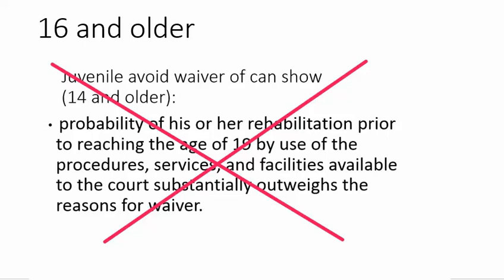That means essentially the prosecution simply has to show that you're charged with one of those target offenses, that they filed the paperwork within 30 days, and that there's probable cause. Once the prosecution shows that, the judge will waive you to adult court for a criminal trial before a jury. And that is juvenile waiver in a nutshell.